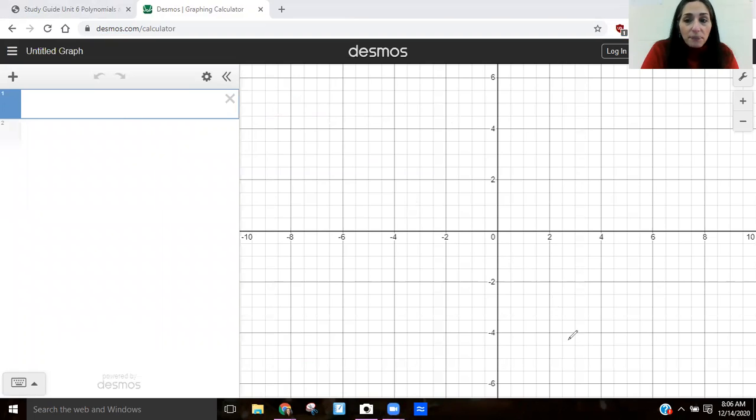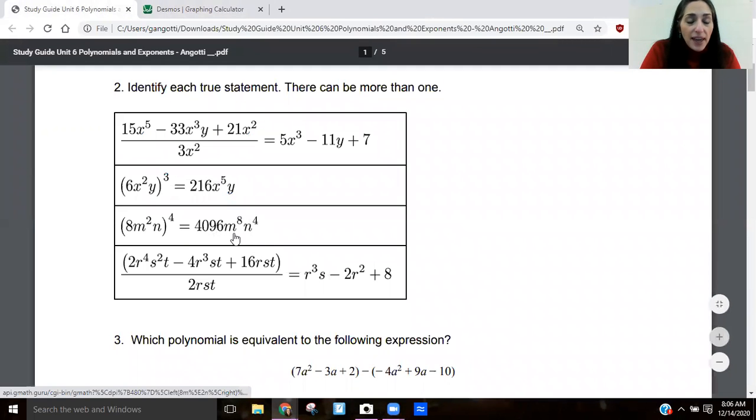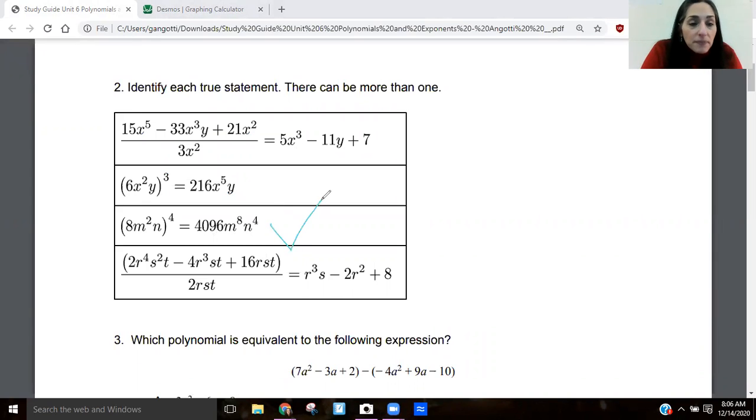Alrighty, so it was 8 to the 4th power, right? So we're going to do 8 raised to the 4th power. Oh yep, that is 4,096. So that is correct. So actually, this one's good. This one was not good. This one was not good.